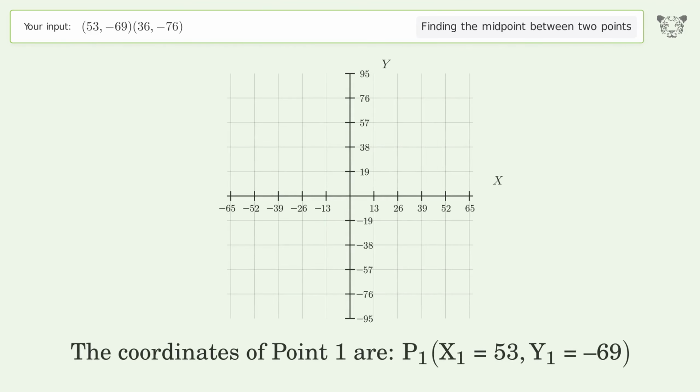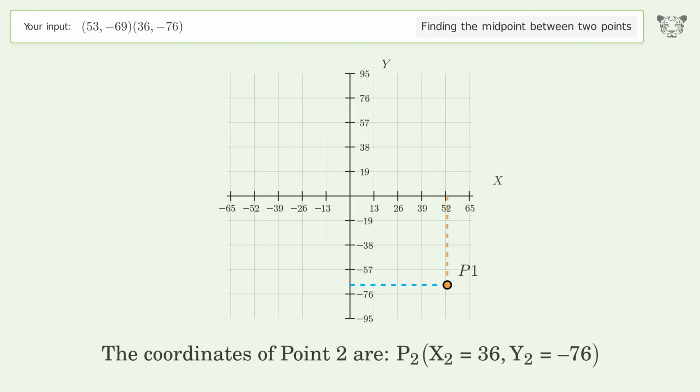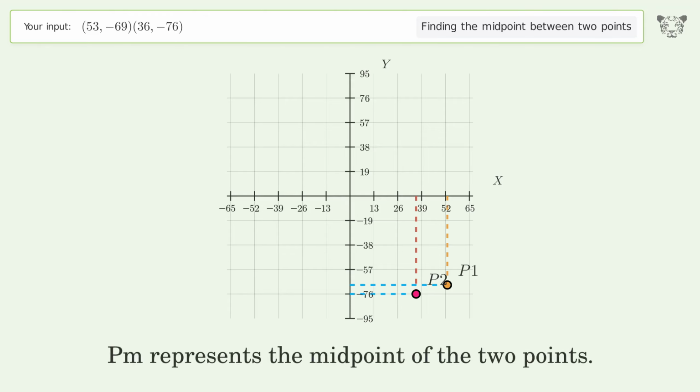The coordinates of point 1 are x1 equals 53, y1 equals negative 69. The coordinates of point 2 are x2 equals 36, y2 equals negative 76. PM represents the midpoint of the 2 points.